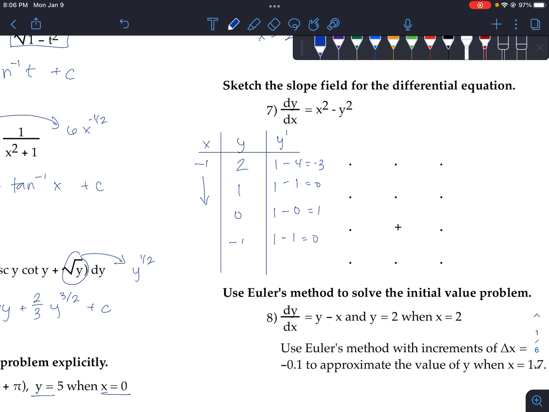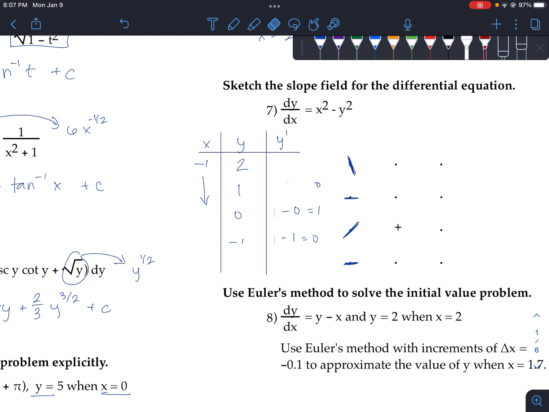So I'm going to do my best to give a rough sketch. At this point in particular right here, we'd have a slope of -3, which is kind of steep, so maybe something like that. And then here we'd have a slope of 0. We'd have a slope of 1, so maybe just like that. And then we'd have a slope of 0. Okay.